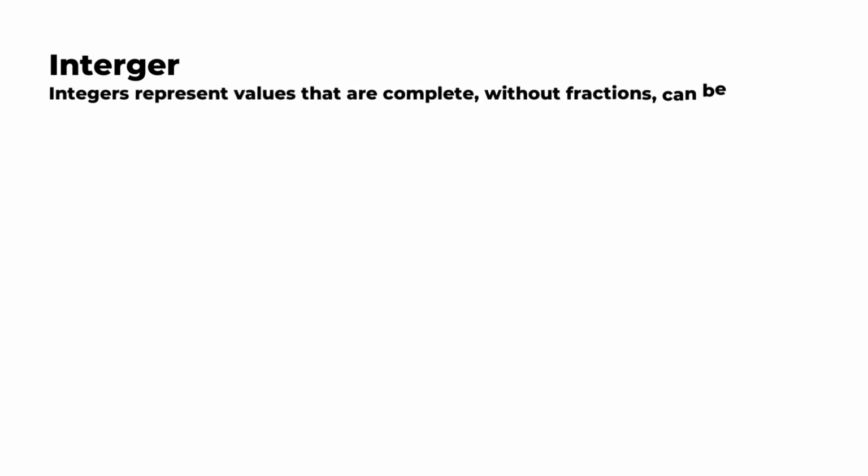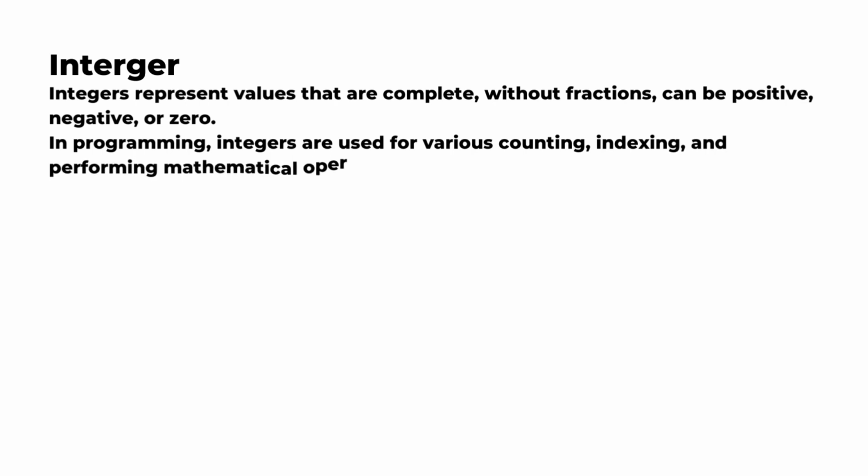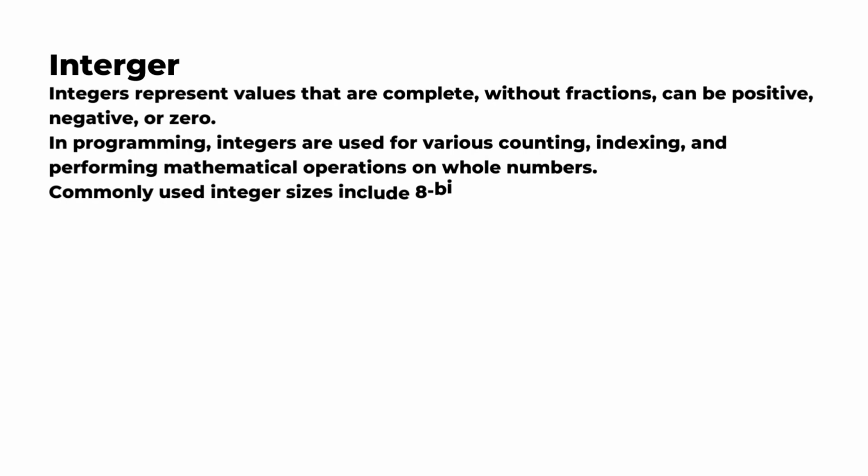Integer data type. Integers represent values that are complete, without fractions, can be positive, negative, or 0. In programming, integers are used for various counting, indexing, and performing mathematical operations on whole numbers. Commonly used integer sizes include 8-bit, 16-bit, 32-bit, and 64-bit.